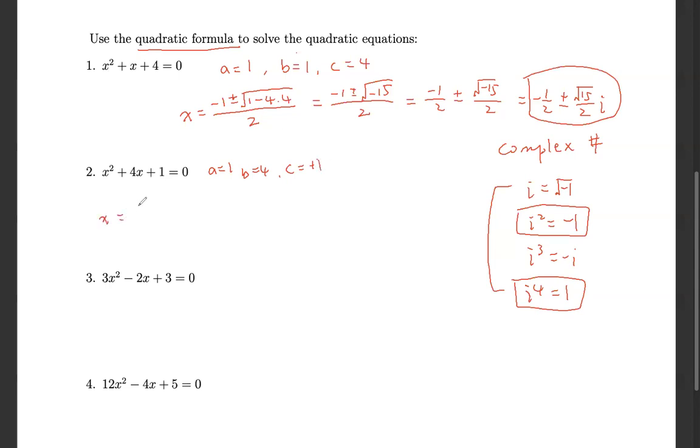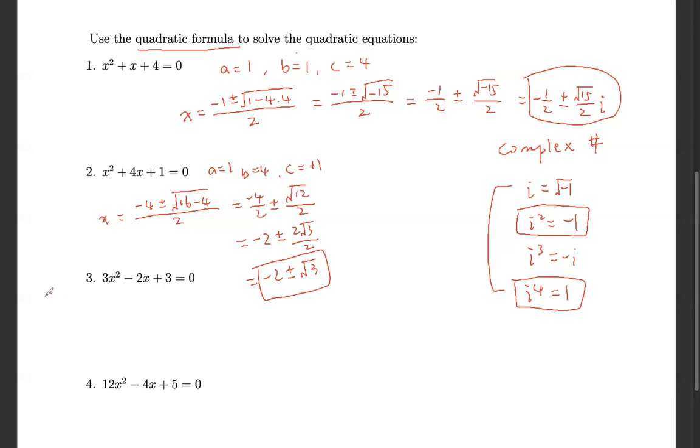So x equals negative b, negative 4, plus minus square root of b squared, 4 squared, 16, minus 4 times 1 times 1, or just 4, divided by 2 times 1. Well, then we have negative 4 divided by 2, plus minus square root of 16 minus 4, that's 12, divided by 2. Negative 4 divided by 2, negative 2, plus minus, remember square root of 12 is 2 radical 3, divided by 2, that's negative 2 plus minus square root of 3. So the second one, we have two irrational solutions.